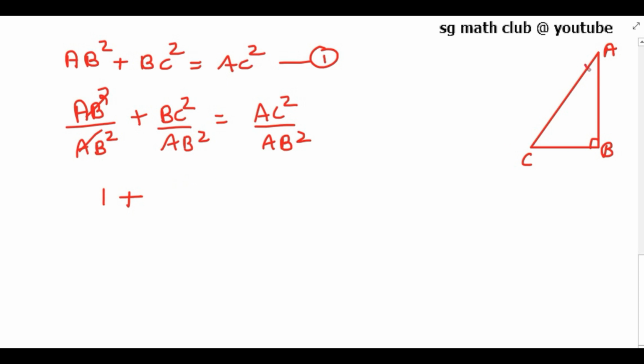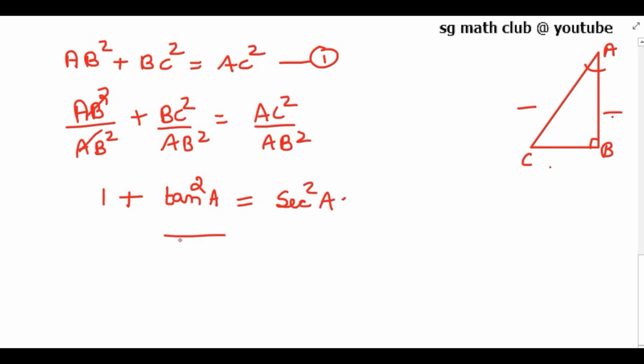BC, when you consider angle A, BC is the opposite side, AB is the adjacent side of angle A. Therefore, opposite side by adjacent side is equal to tan A. So, tan A the whole square, which I can write as tan square A, is equal to AC by AB the whole square. So AC by AB means AC is hypotenuse, AB is adjacent side for angle A, so that is equal to sec square A.